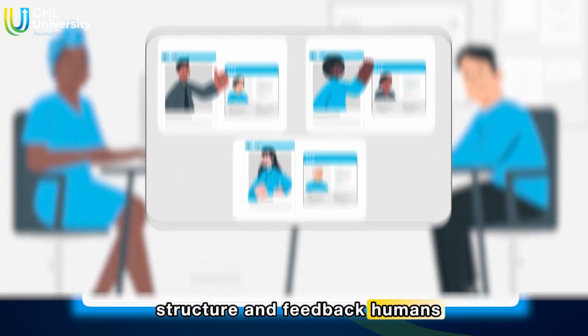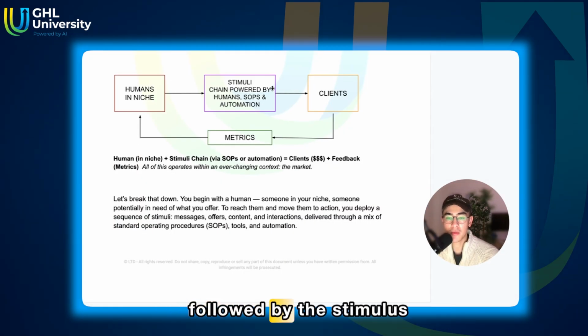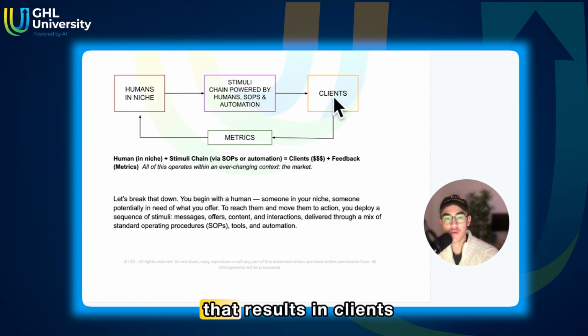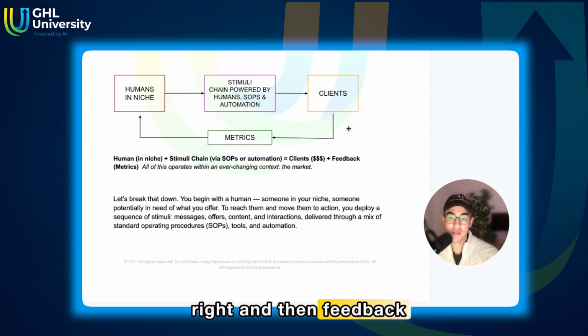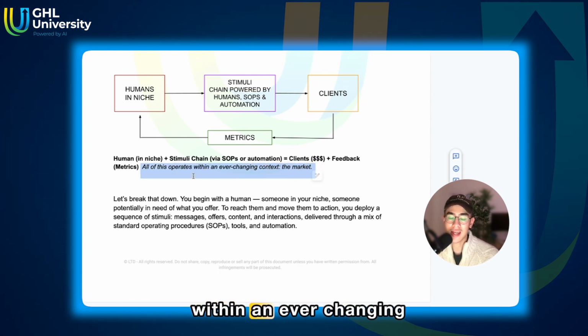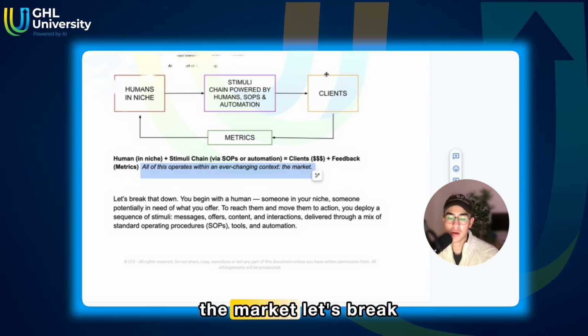Humans in your niche, followed by the stimuli chain via SOPs or automations, and humans results in clients, right? And then feedback, which is seen as metrics. All of this operates within an ever-changing context. The market. Let's break this down.